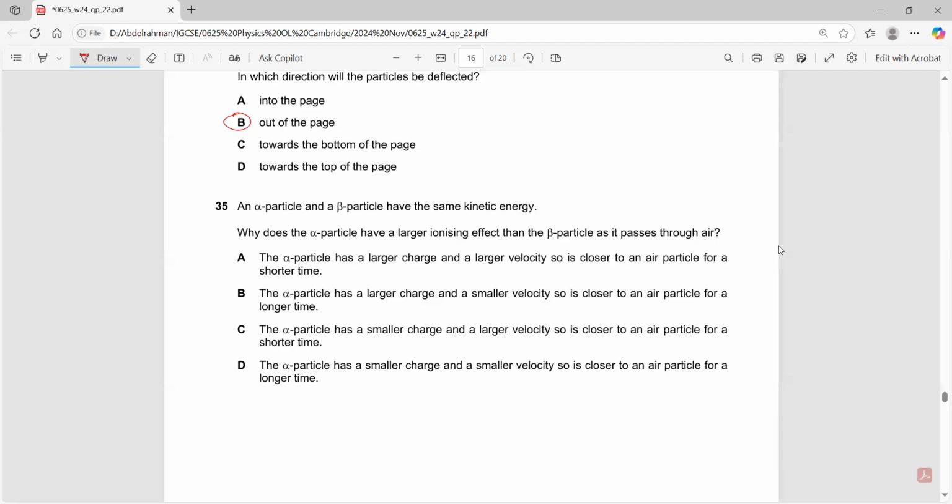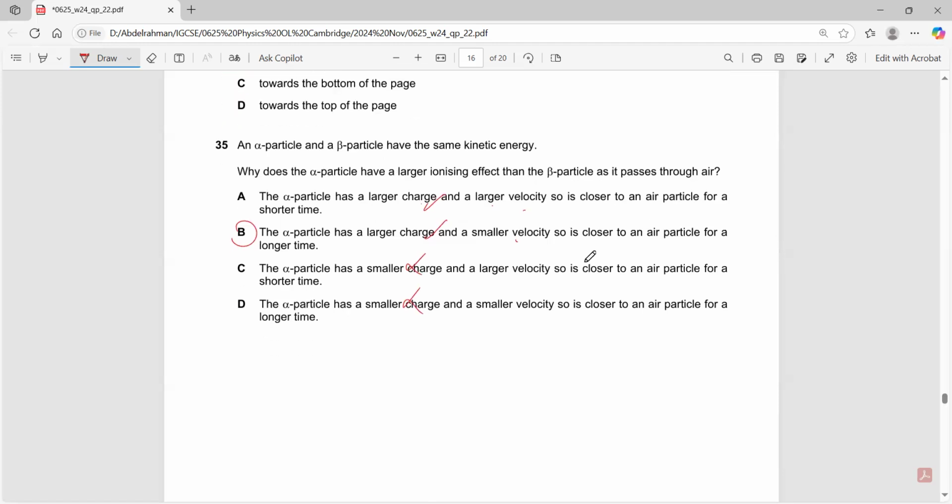An alpha particle and a beta particle have the same kinetic energy. Why does the alpha particle have a larger ionizing effect than the beta particle? Let's see. Alpha particle has a larger charge. Yes, it does have a larger charge. So C and D are wrong. And does it have a larger or smaller velocity? It has a smaller velocity. Why? Because its mass is much, much larger than the beta particle. Therefore, it takes a longer time to ionize the particles around it, the air molecules around it.